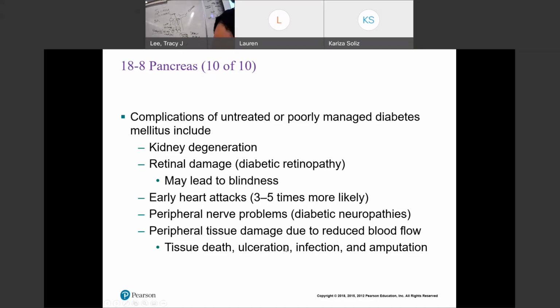Early heart attacks, three to five times more likely. Diabetic neuropathies, basically this is numbness to parts of the body. You kind of lose your neural stimulus to parts of the body because of it.